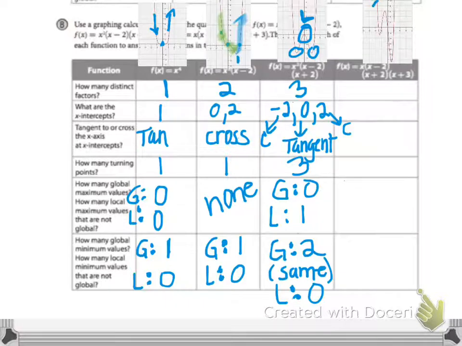Again, though, if we look at the very far left and the right, this still looks like the most basic x to the 4th graph, right? There's a lot of bends and turns in the middle, but at the ends, they both point up. As far as how many distinct factors, you can see there's 4 listed. 1, 2, 3, 4 listed factors.